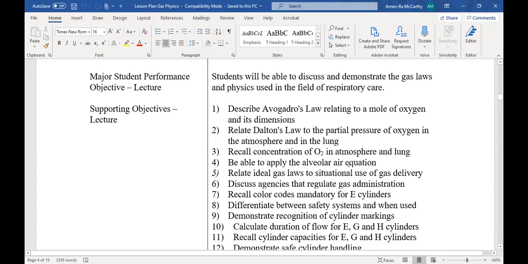You already know that's 21%. Be able to apply the alveolar equation. So we're going to be back into that again. So you already got that, right? Relate ideal gas laws to situational use.